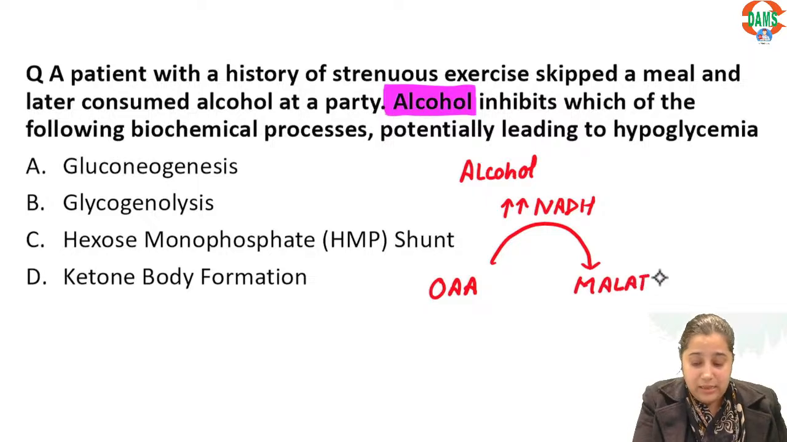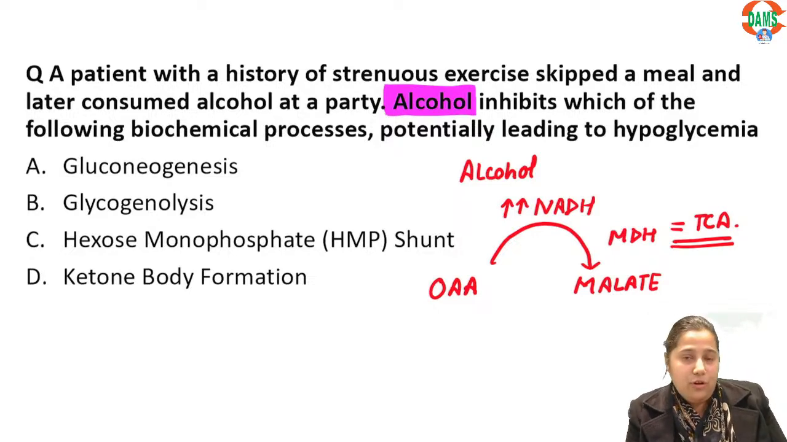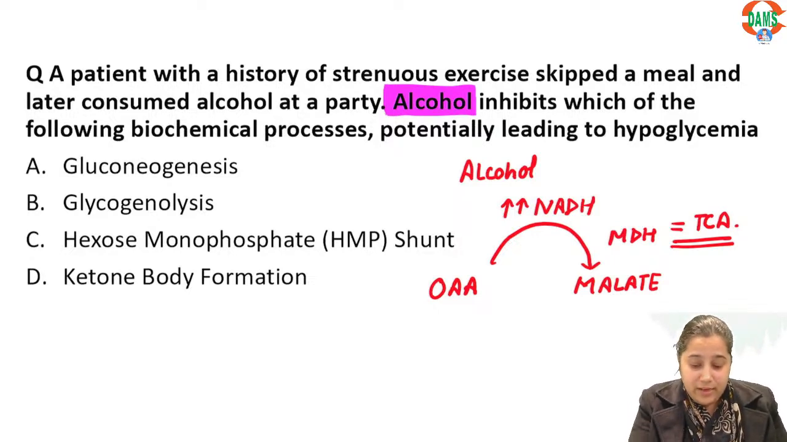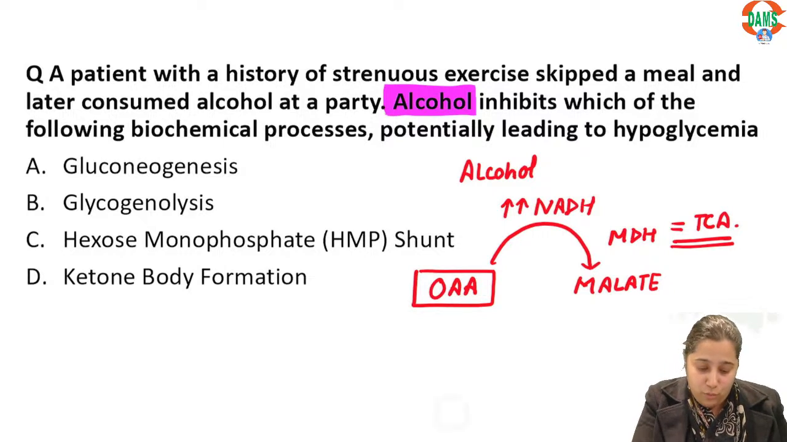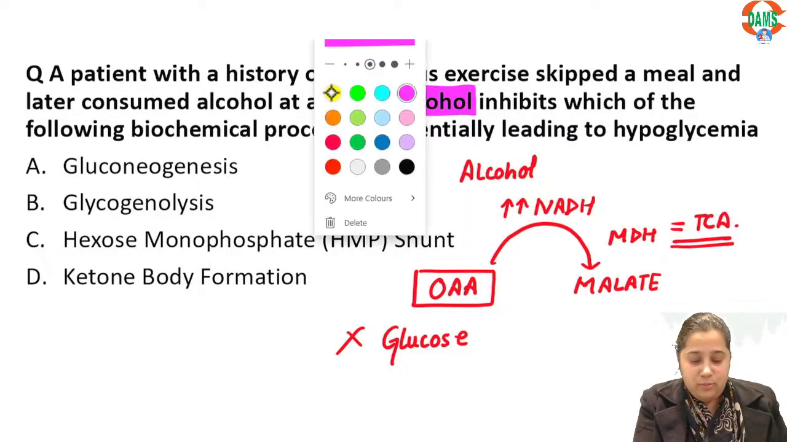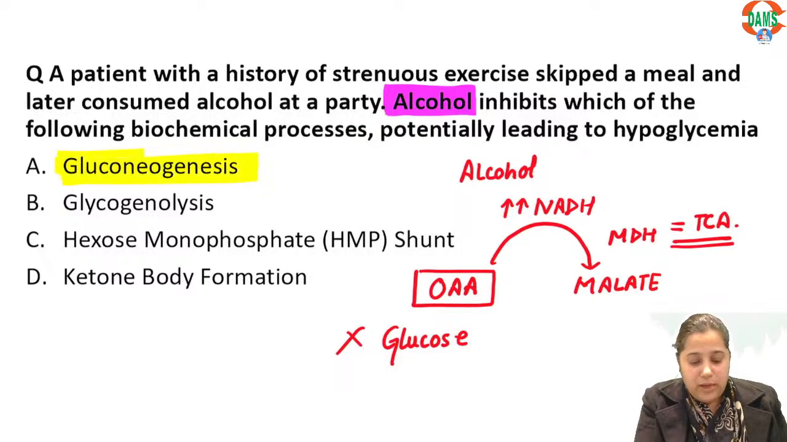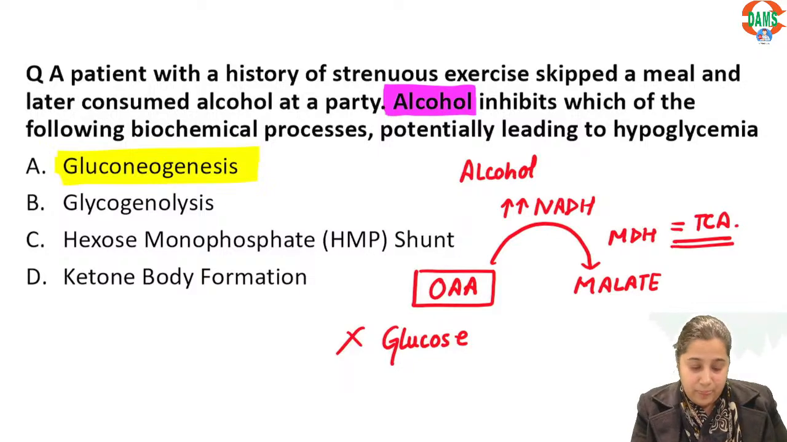We will see this in the enzyme malate dehydrogenase under the TCA cycle. Because there is a lot of consumption of oxaloacetate, there is depletion of oxaloacetate. Oxaloacetate is a major substrate to form glucose. In other words, there is no glucose and hence gluconeogenesis will not occur. So alcohol consumption depletes gluconeogenesis.